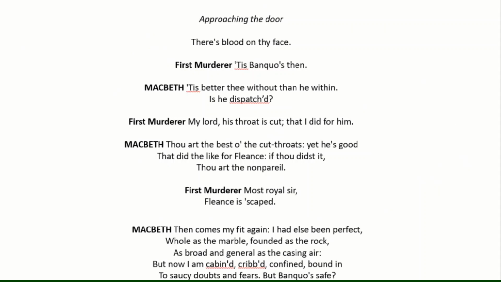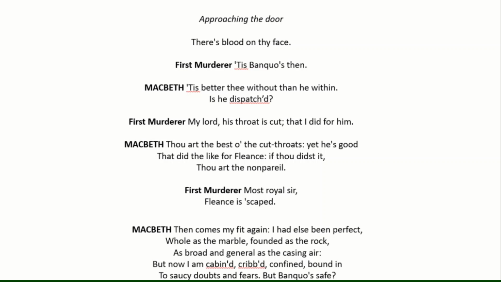So the murderer approaches the door, and Macbeth said, "There's blood on thy face." "'Tis Banquo's then." "'Tis better thee without than he within. Is he dispatched?" "My lord, his throat is cut. That I did for him." "Thou art the best o' the cut-throats, yet he's good that did the like for Fleance. If thou didst it, thou art the nonpareil." "Most royal sir, Fleance is scaped." "Then comes my fit again. I had else been perfect, whole as the marble, founded as the rock, as broad and general as the casing air. But now I am cabined, cribbed, confined, bound in to saucy doubts and fears."